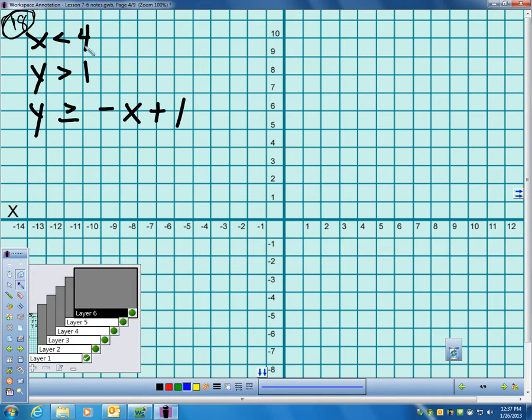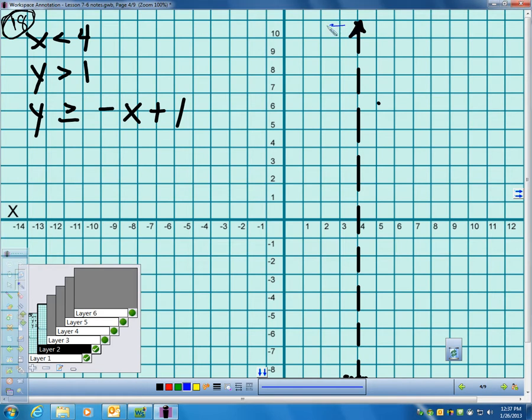So x less than 4, that would be a vertical line at 4, and it's got to be dotted. And let's see, if I plug in 0, that's true, 0 is less than 4. So I got to remember for this, I'm shading left. I'll put a little note in blue. I'm shading left of that. Now, y greater than 1. Well, that would be the same as y equals 1, which is a horizontal line at 1, and this ought to be dotted. So there's that.